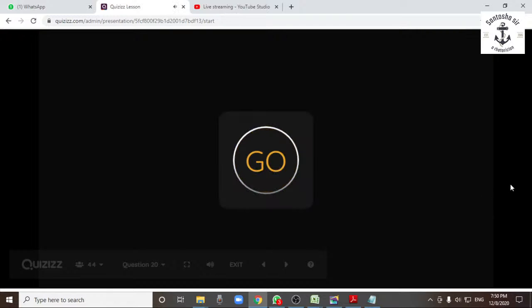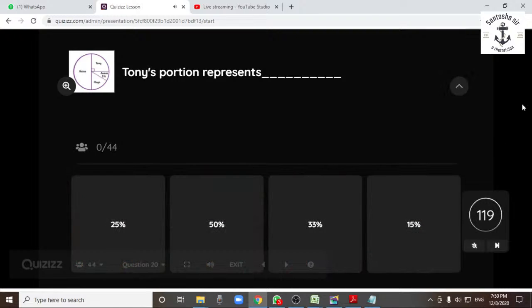And last question of the day. Is the picture visible to you all? I guess you can click on the picture. Tony's portion represents what percentage of the total portion? 90 seconds more.